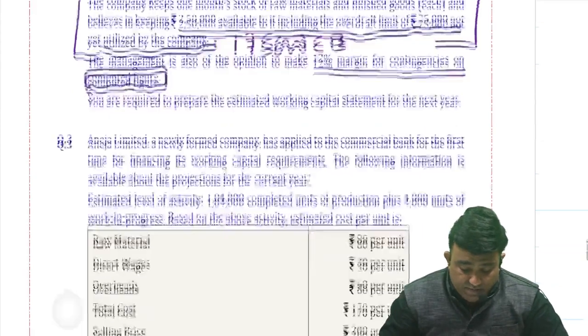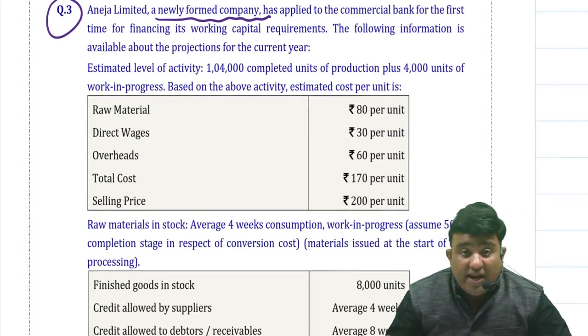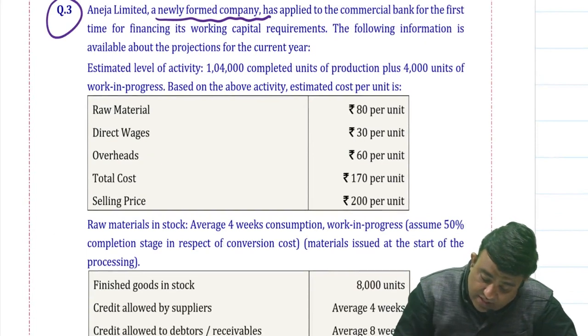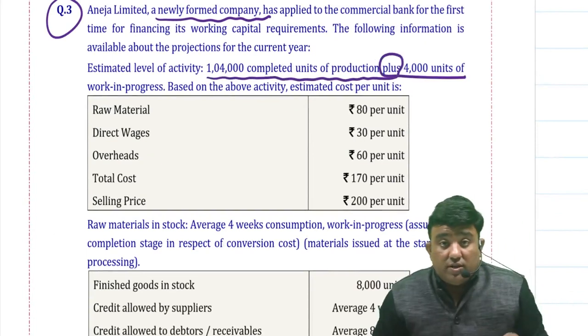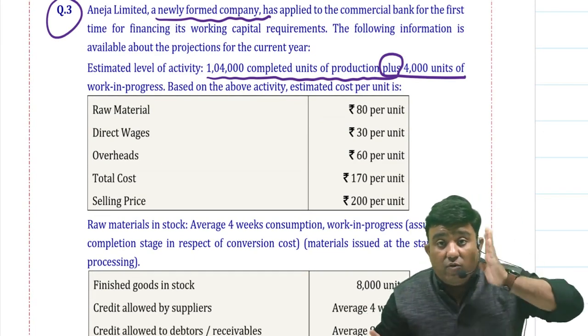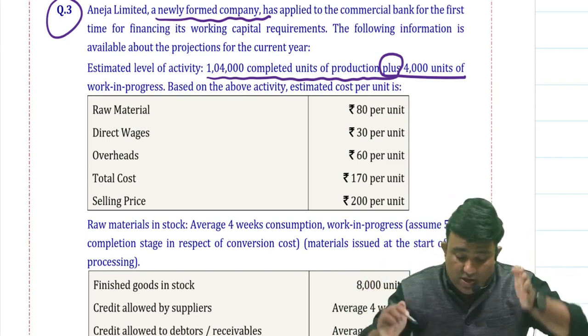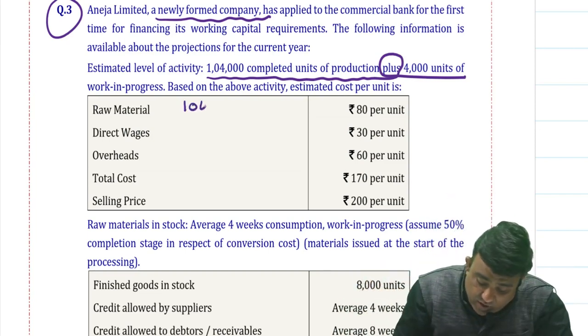That is fine. Question 3, student. Again, a newly formed company. But the highlighting feature in this example is 1,04,000 units plus 4,000, students. So your production will go like this. During the year, 1,04,000 finished goods are produced, and by the end, 4,000 are in WIP. So whatever the answer is going to be, this is based on 1,04,000 finished goods plus 4,000 WIP.